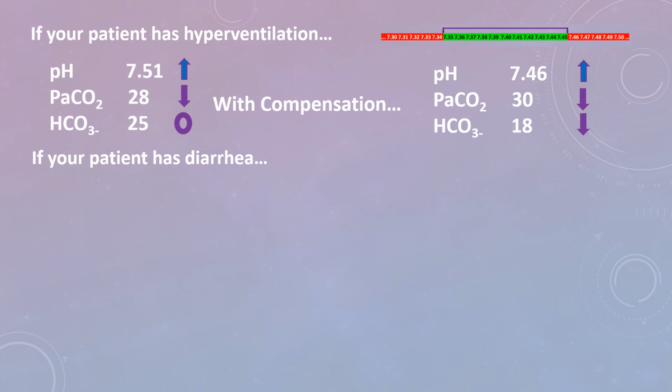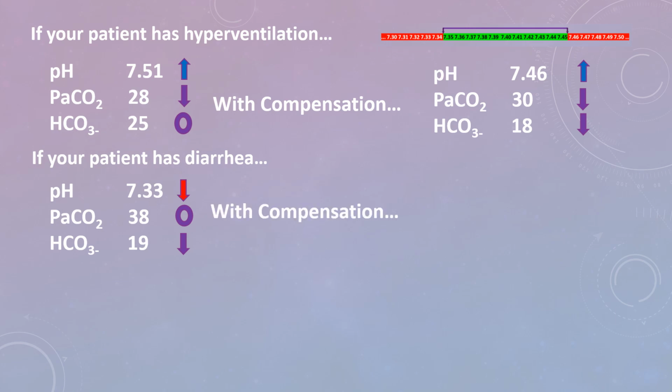If our patient has diarrhea, below the waist is the base. If you lose your base, you become more acidic. With a pH of 7.33, which is below 7.4, I put an arrow down. I know it's acidosis. Diarrhea is a metabolic problem. ROME tells me if it's a metabolic problem, the metabolic gas will go the same way as the pH. At 19, the HCO3 is low. I have an arrow down. A PaCO2 of 38 is normal, not high, not low. I put a 0. I know I have metabolic acidosis with 0 compensation.